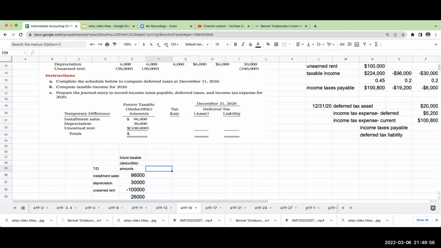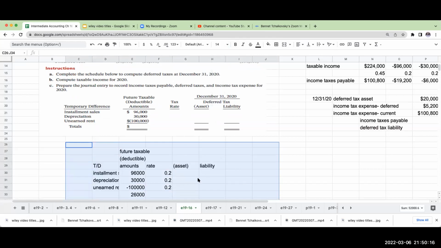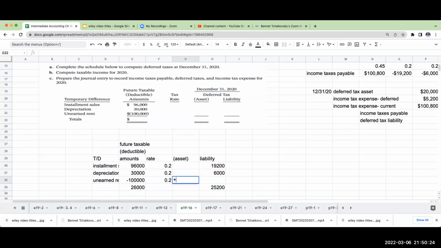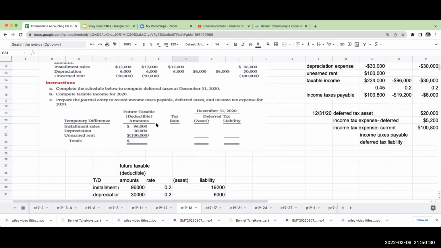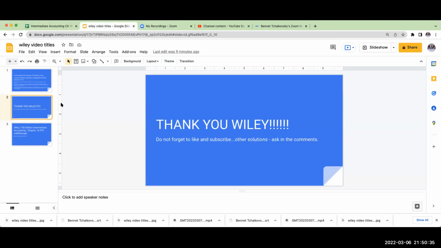Okay, so my rate is at 0.2. So at 12/31/20, my deferred tax asset, my liability, whoa. Okay, so this over here is going to be 96,000 times 0.2, 19,200, plus 6,000, 25,200. This is going to be 100,000 times 0.2, or 20,000. Wow, we just did the chart too. Yay. It's exciting.